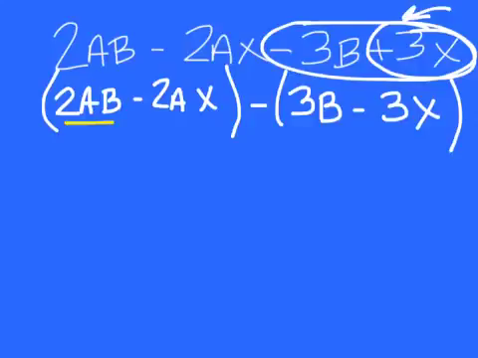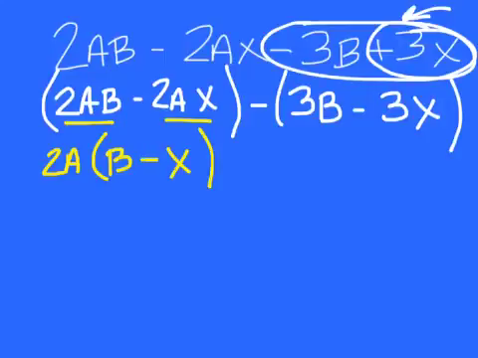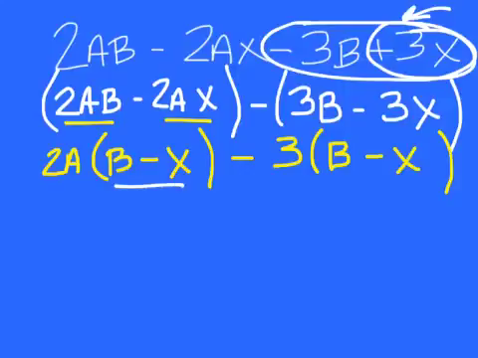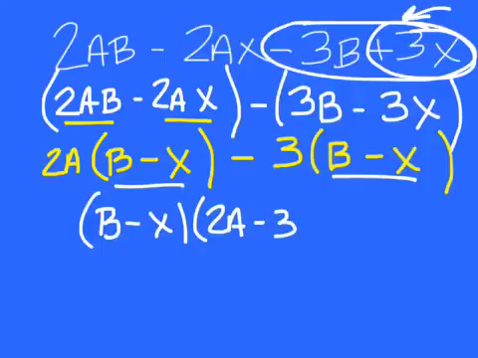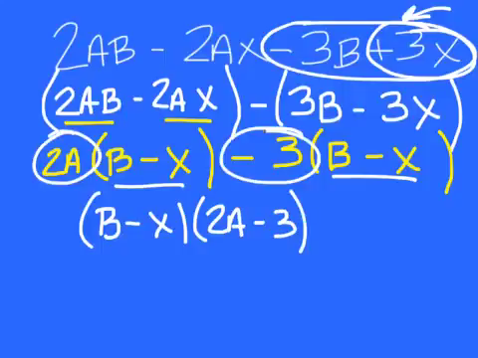What can I take out of 2ab and 2ax? I can take out a 2a and be left with b minus x. What can I take out of 3b and 3x? Just 3, and be left with b minus x. So I have the same quantity there and there. So just write it once. And then what was on the outside of the parentheses, including the sign, go in the second.